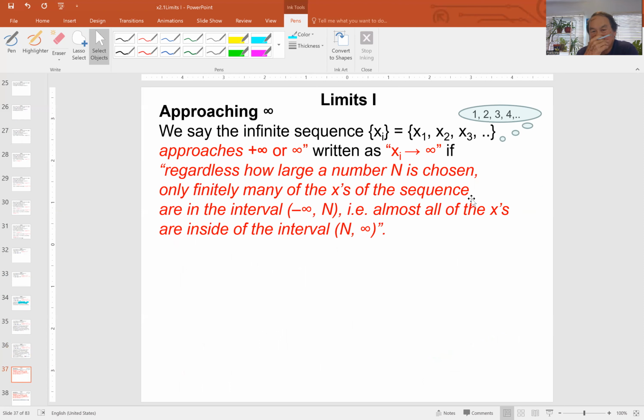Now, let's talk about approaching infinity. What do we mean by x being a sequence of numbers? The idea of approaching infinity is that something goes to infinity. By the way, it's not a number. Infinity is again an approximation of something involving something getting bigger and bigger without stopping, without an upper bound.